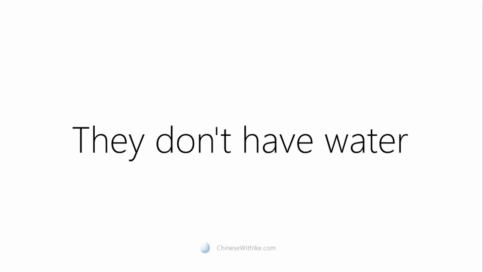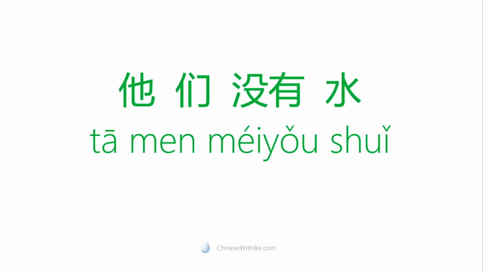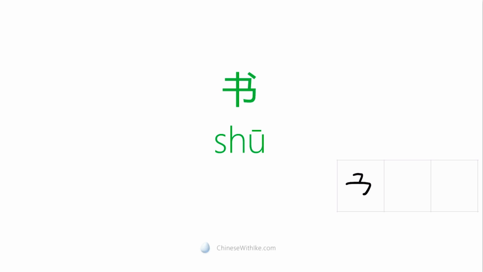They don't have water. 他们没有水。Here, because 有 and 水 are both third tone, so we change 有 to the second tone. 他们没有水。The word book in Chinese is 书, the first tone is very high and flat.